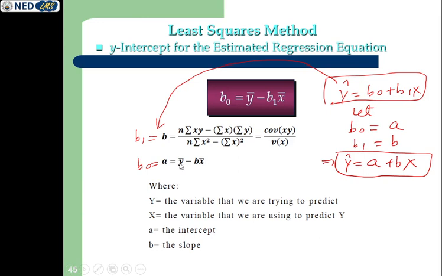Y bar is the summation y upon n, x bar is the summation x upon n. First of all, find the value of B or B1, because for the formula for finding A, we need B. So first of all, we calculate B or B1. Students, if you have learned this linear equation, then you must change the alphabet. B1 is equal to this, and B naught is equal to this formula.